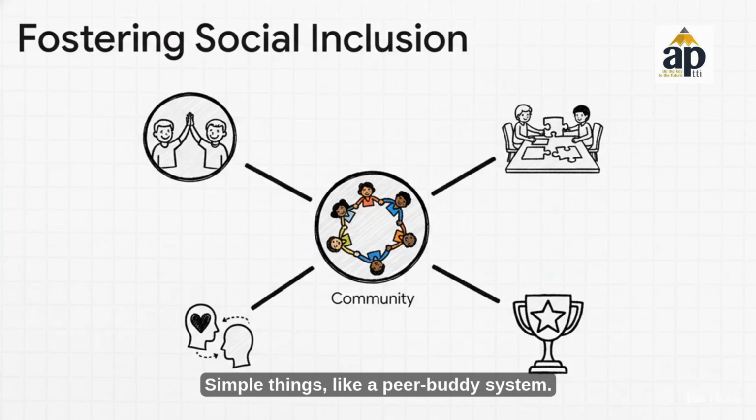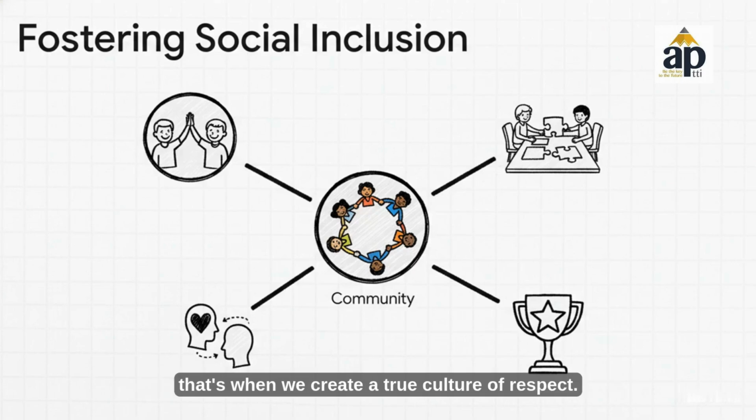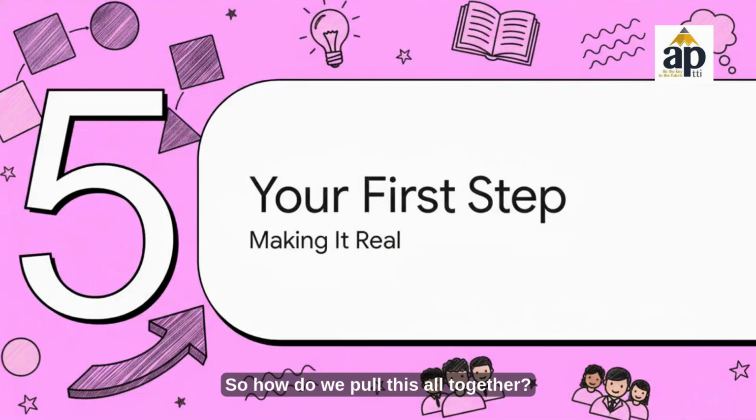Simple things, like a peer buddy system, can spark real friendships. Using cooperative learning groups teaches students to value and rely on each other's unique strengths. And when we actually teach empathy and celebrate what makes each student different, that's when we create a true culture of respect. So how do we pull this all together?